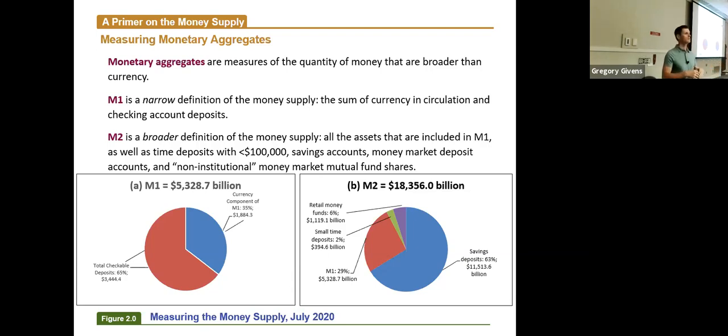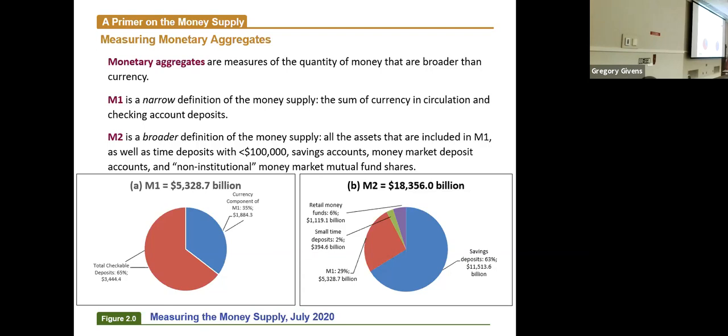Once we broaden this definition of the money supply, though, to contain these other assets, we see that the money supply is huge. In the US, it's about $18.5 trillion. That's why it's so difficult to measure the money supply, because once you start considering slightly less liquid assets, the measure of the money supply gets a lot bigger, right?